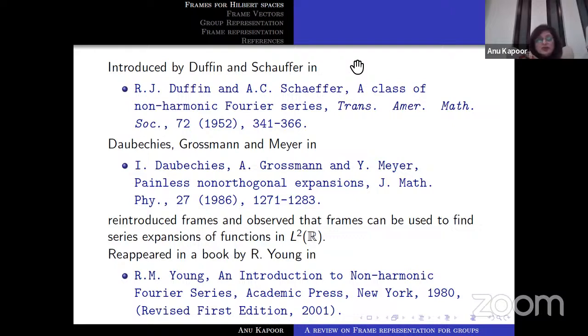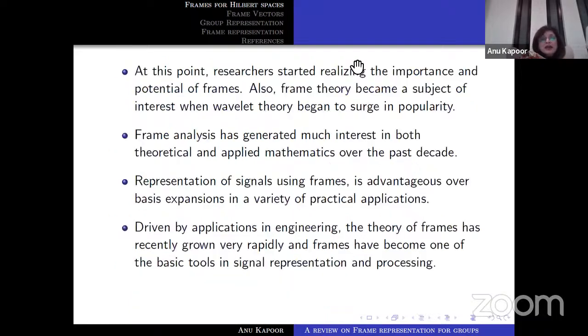Young in the year 2000, who wrote about frames in his book, An Introduction to Non-Harmonic Fourier Series. By this time, researchers started realizing the importance and potential of frames. Also, frame theory became a subject of interest when wavelet theory began to surge in popularity. Frame analysis generated much interest in both theoretical and applied mathematics.